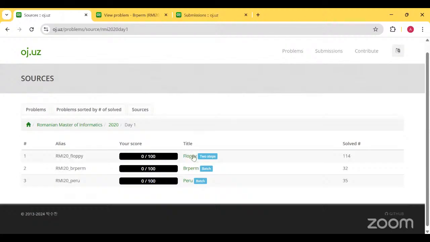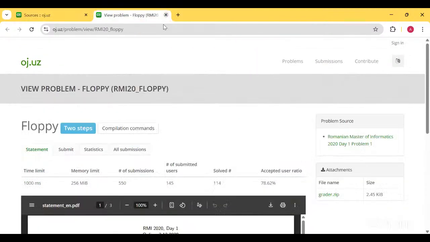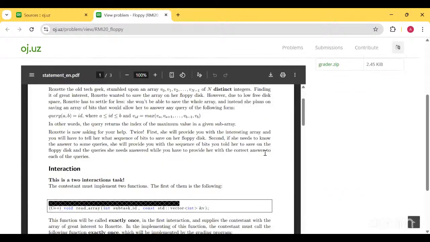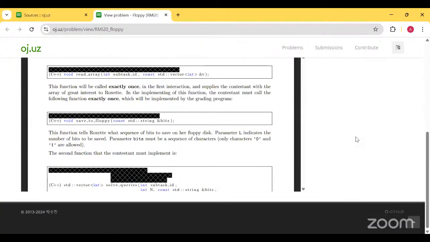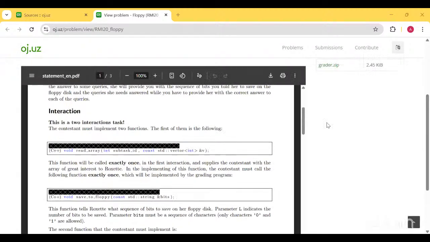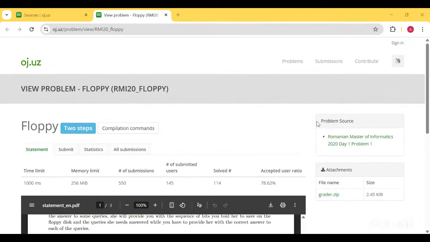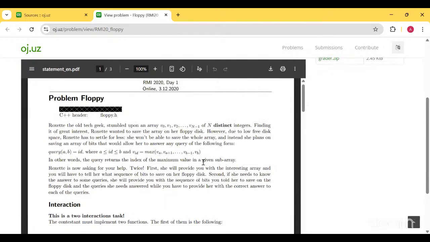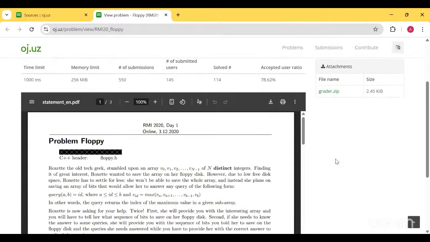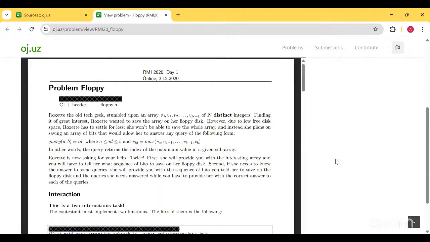Then let's continue to the next problem. I think the first problem. It is an encoder decoder problem, right? When we find the context that uses functional type, we will see some encoder decoder problems and also interactive problems.